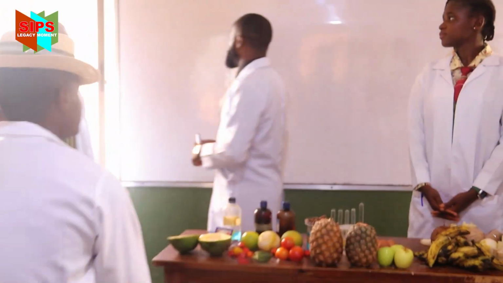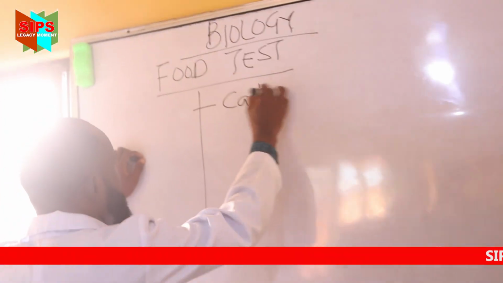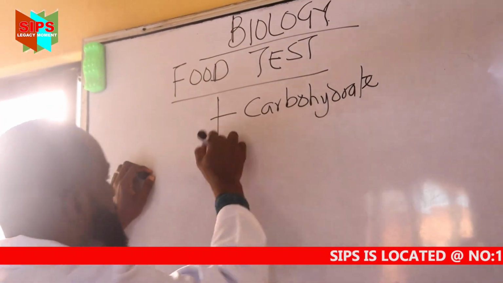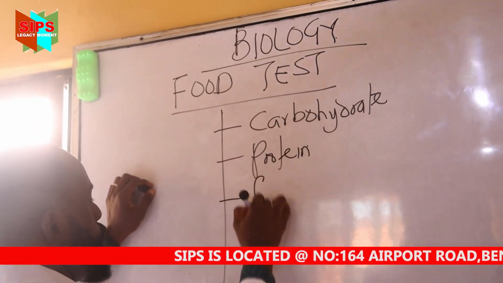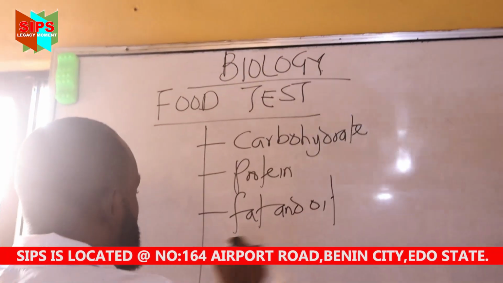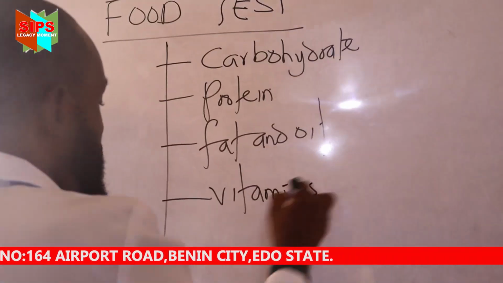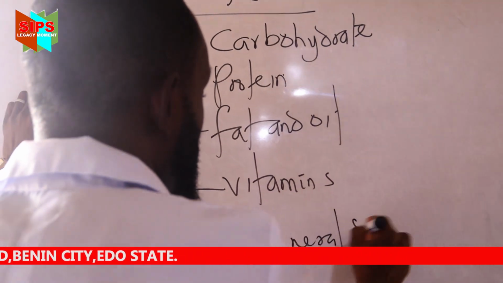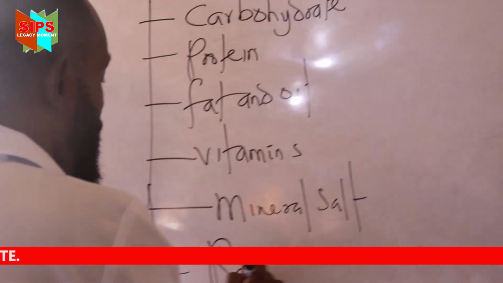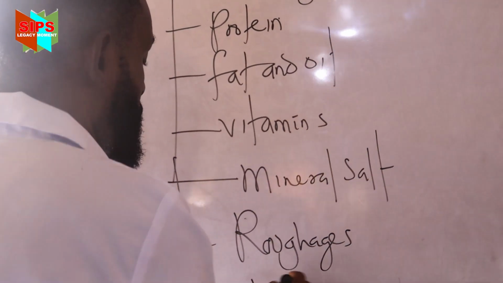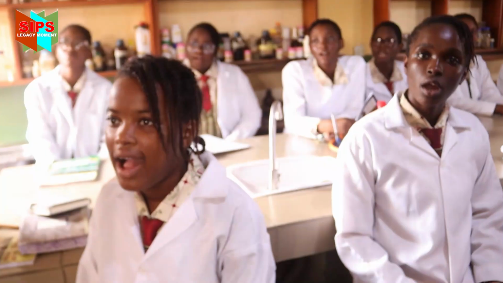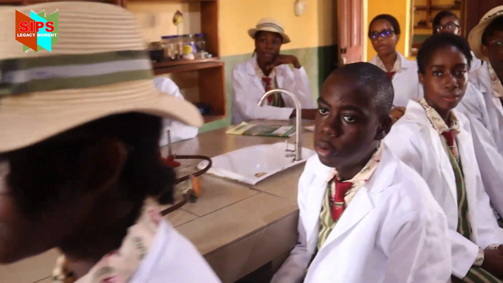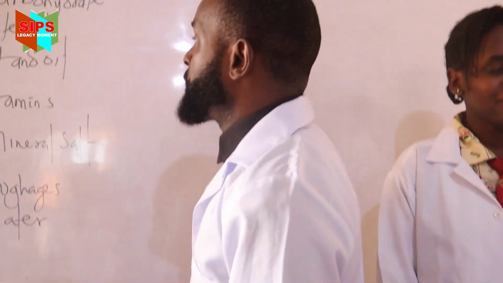We know that there are 7 classes of food, which are carbohydrates, protein, fat and oil, vitamins, mineral salts, raw veggies, and finally water. So what are the 7 classes of food? Number 1, carbohydrates. Number 2, protein. Number 3, fat and oil. Number 4, vitamins. Number 5, mineral salts. Number 6, raw veggies. Number 7, water. So we are going to do the major food test for some of them.